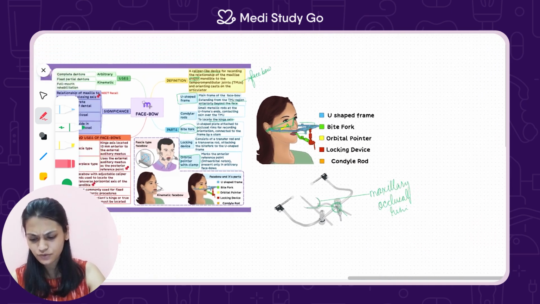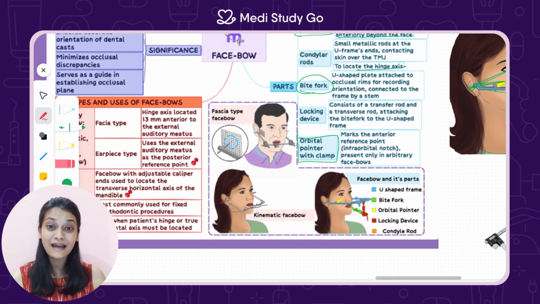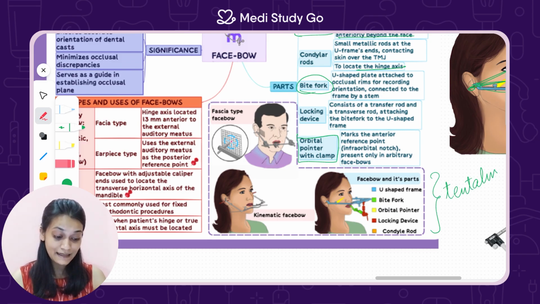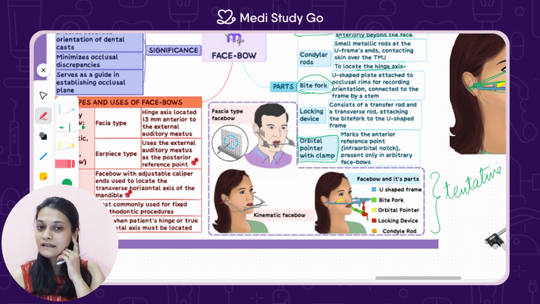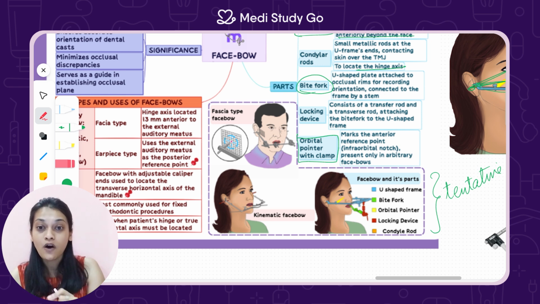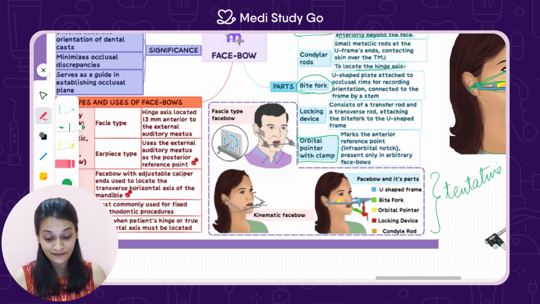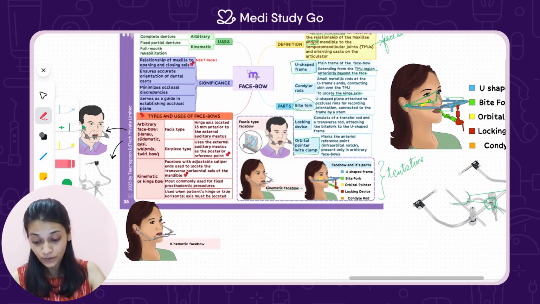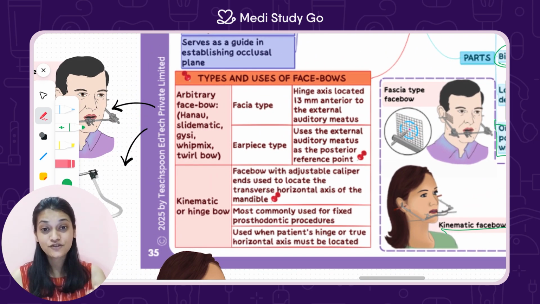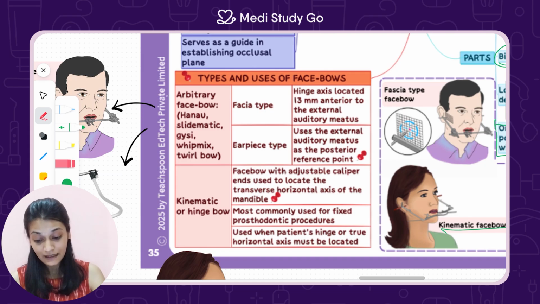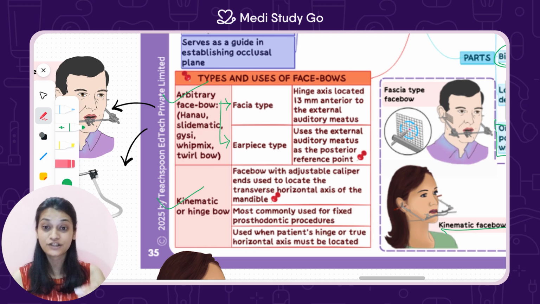Now Facebows are of two types, okay? They are arbitrary and kinematic. Arbitrary, as the name suggests, shows a tentative position. I can just use my external auditory meatus to determine what will be the imaginary point on my condyle. But kinematic will for sure tell me that this is where your hinge axis is located. So, when I actually classify it, it can be arbitrary and kinematic. Arbitrary can further be divided into fascia and earpiece.